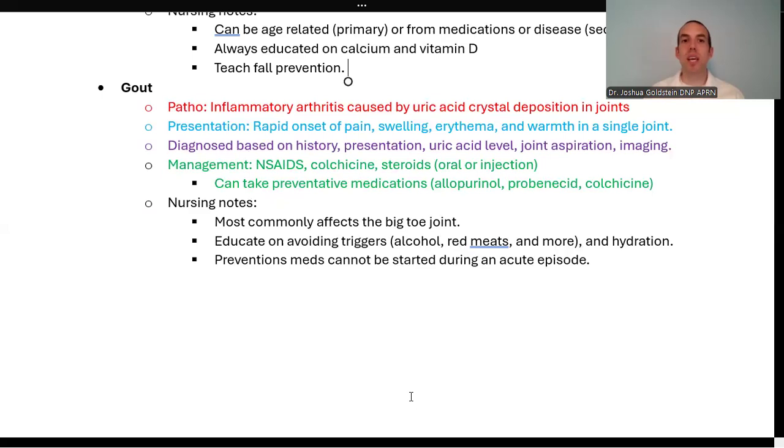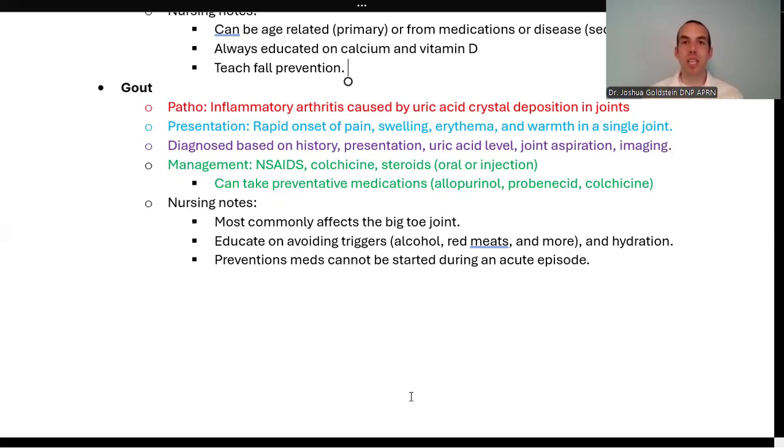Next, we have our nursing notes, and one of these I already said is that it most commonly affects the big joint. The number one thing of patient education for patients that have gout is to educate them on avoiding their triggers. In almost all cases, the patients who have gout, especially once they've had 2 or 3 of these attacks over their life, already know what triggers it, but you have to teach them to avoid them if they don't know, if this is their first one. Alcohol is a big one. Red meats are a big one. Caffeine. There's lots of different things that trigger these, so you have to teach patients to avoid them. And if they already know what it is, then certainly to just stay away from that.